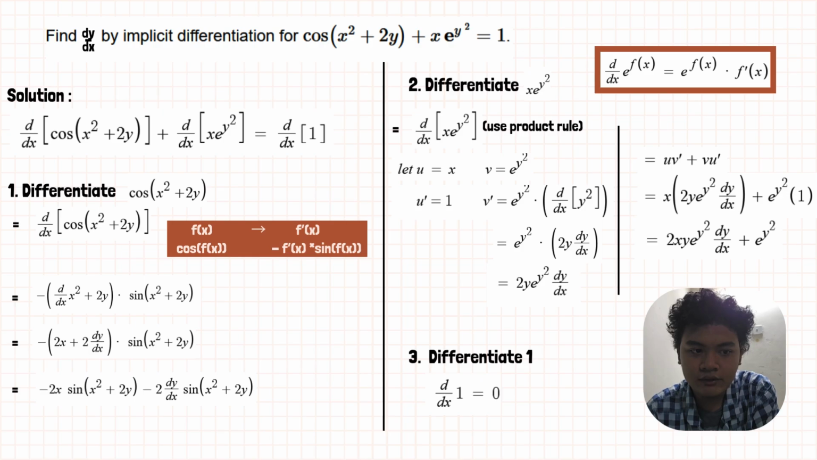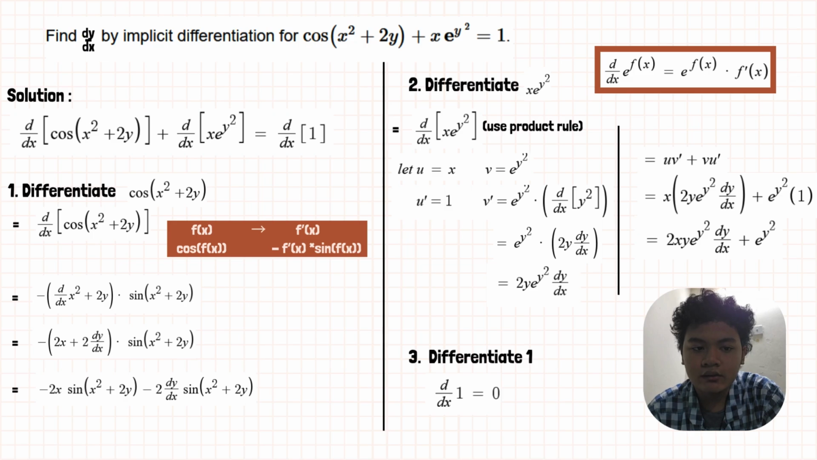Step 2, we differentiate the second term, which is x times e to the power of y squared. This is a product of two functions, so we apply the product rule. We let u equal x and v equal e to the power of y squared. The u prime equals 1. For v prime, we use the exponential derivative rule.